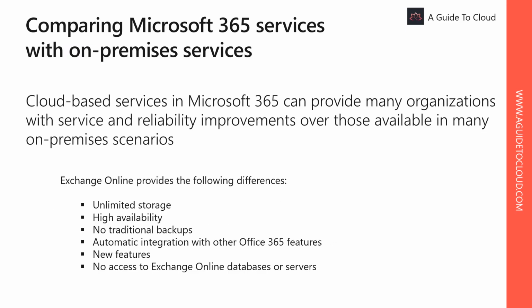All right. So let's have a look at how to compare Microsoft 365 core services with the on-premises equivalents. So first, I'm going to compare Exchange Online with Exchange on-prem server. Exchange Online offers you unlimited storage, high availability, backup, automatic integration with your other Office 365 features, regular new features, you don't need access to Exchange Online databases or servers, and you have Exchange Web Services as well.